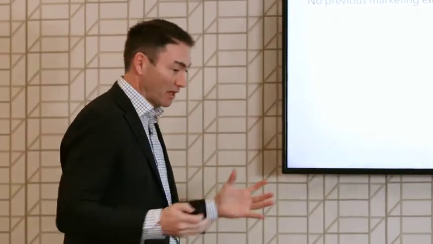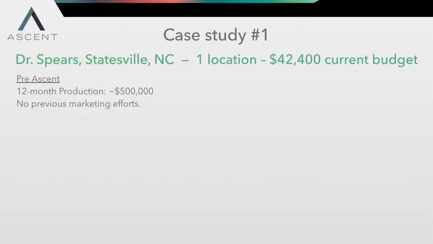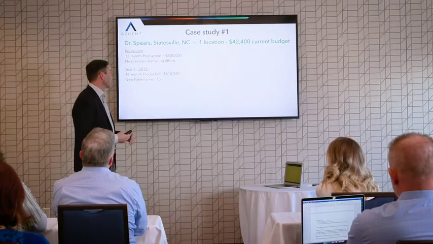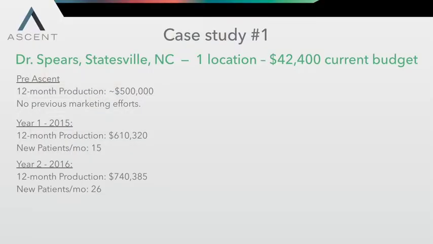The doctor had never done any marketing previously, so when she started working with us, it was kind of a whole new thing for that particular practice. After the end of the first year, her production had increased from $500,000 to $610,000, which again is a lot of growth, especially for a practice that size. We were now bringing in 15 additional new patients a month. Year 2 went to $740,000. Patients jumped up to 26. Year 3, $970,000. Again, a lot of growth.